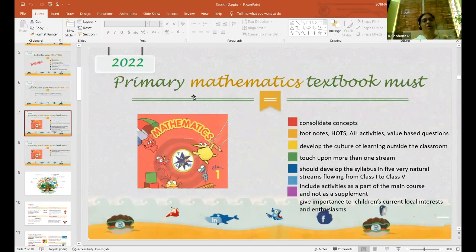These are all small value-based questions which the textbook can have, so that it rekindles the imagination, and the critical thinking and reasoning of the child. So all those types of questions are very important when we decide on a textbook. And it must help the child to learn mathematics and to see mathematics even outside the classroom.